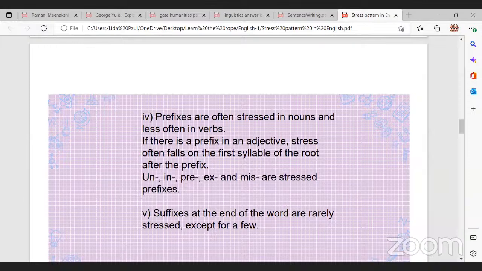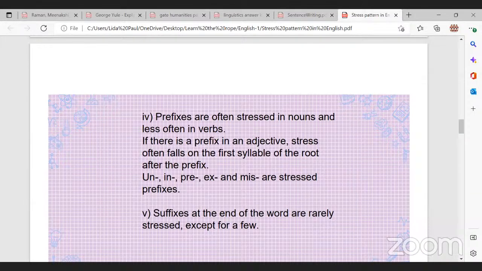Okay. And what happens to adjectives? If there's a prefix in an adjective, stress often falls on the first syllable of the root after the prefix. Just to give you an example, like unpack. In unpack, the stress is not on un, right? It's on the second syllable.